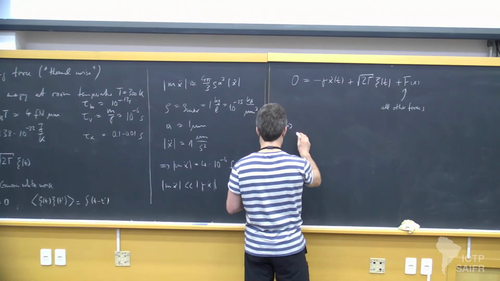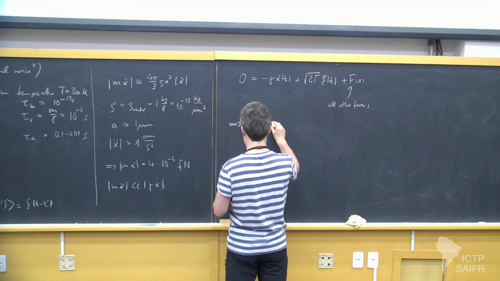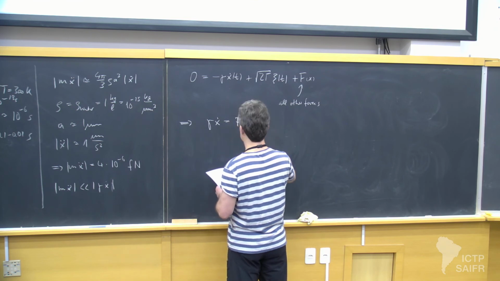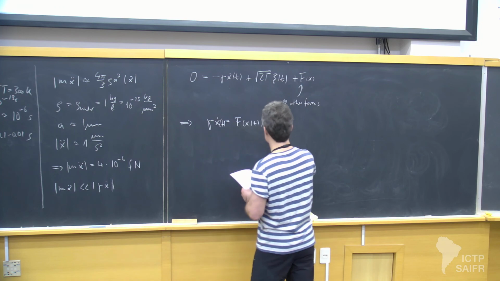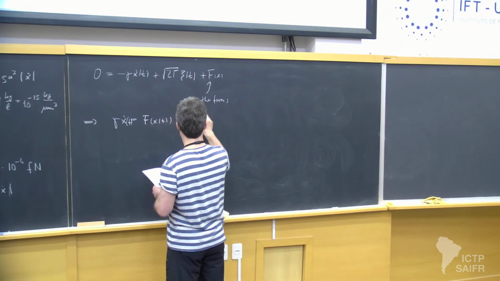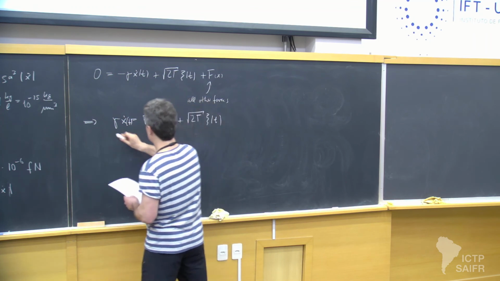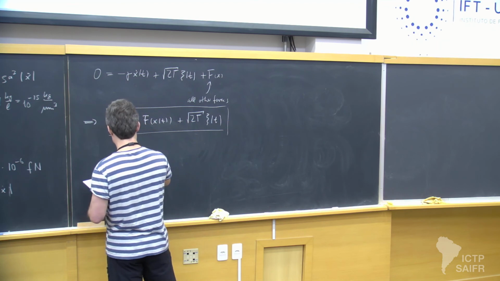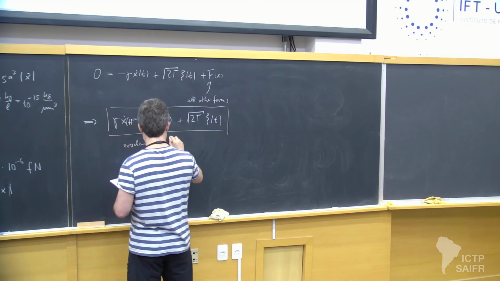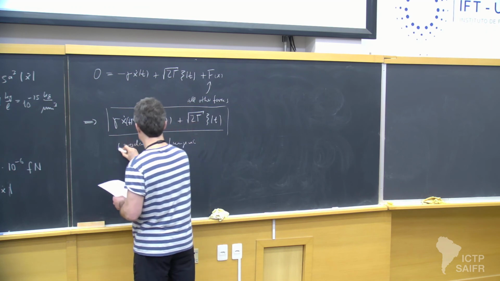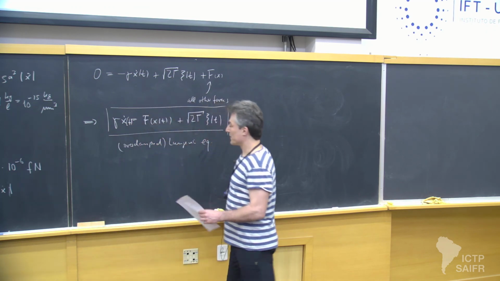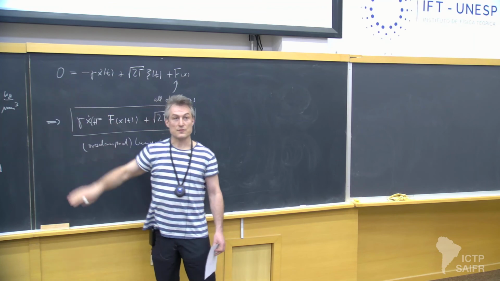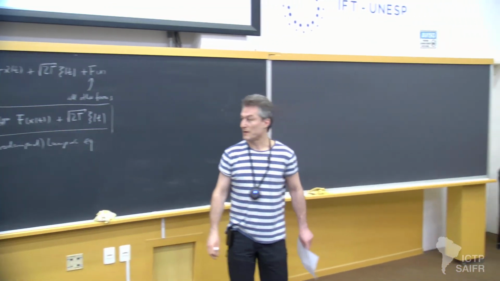So my final equation I find is a first order equation in x, in the particle position. Gamma x dot equals F of x of t plus square root 2 gamma psi of t. And this equation is called the overdamped Langevin equation. Overdamped refers to the fact that we put the inertial effects to 0, that we consider the case of extremely high damping.